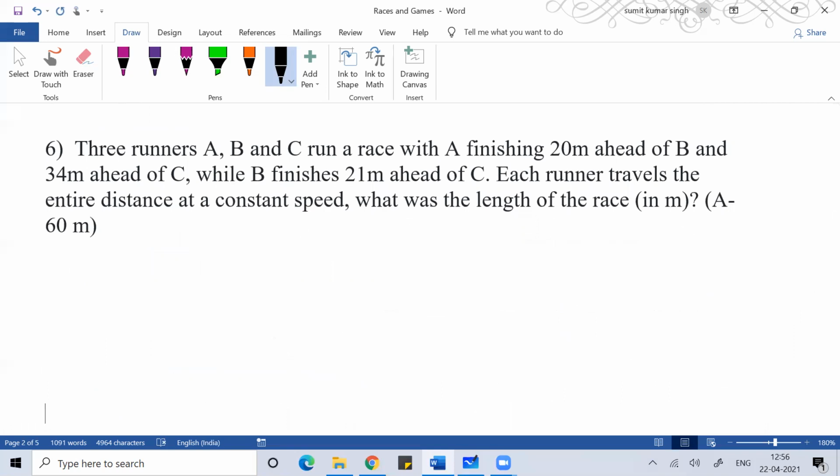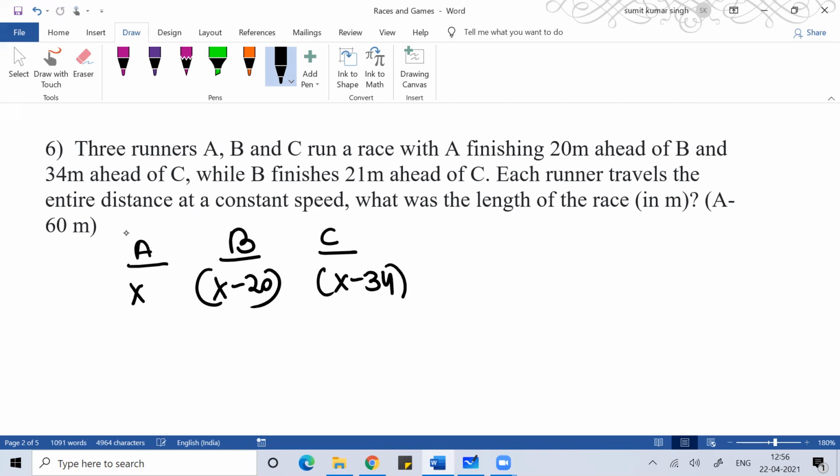Next question, question number 6. Three runners A, B, and C run a race with A finishing 20 meter ahead of B and 34 meter ahead of C. Let the length of the race be x meter. So A finishes 20 meter ahead of B and 34 meter ahead of C, while B finishes 21 meter ahead of C.